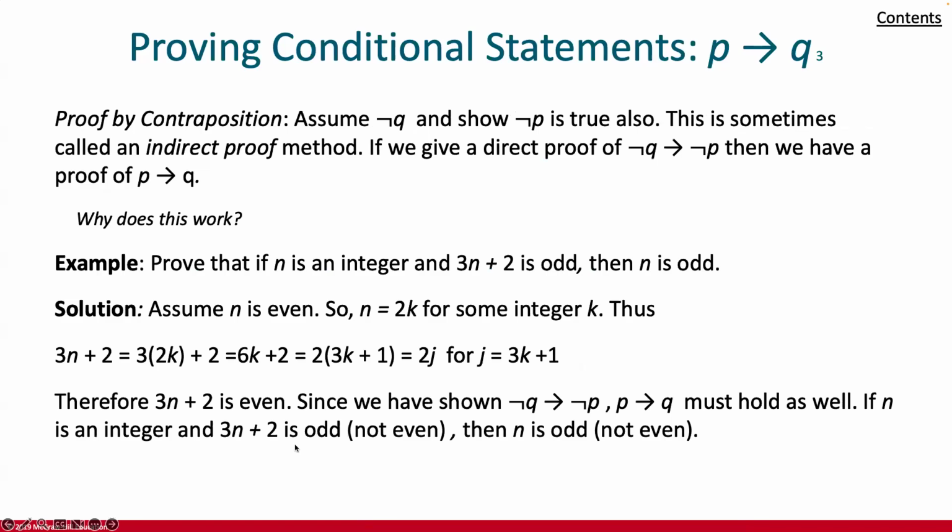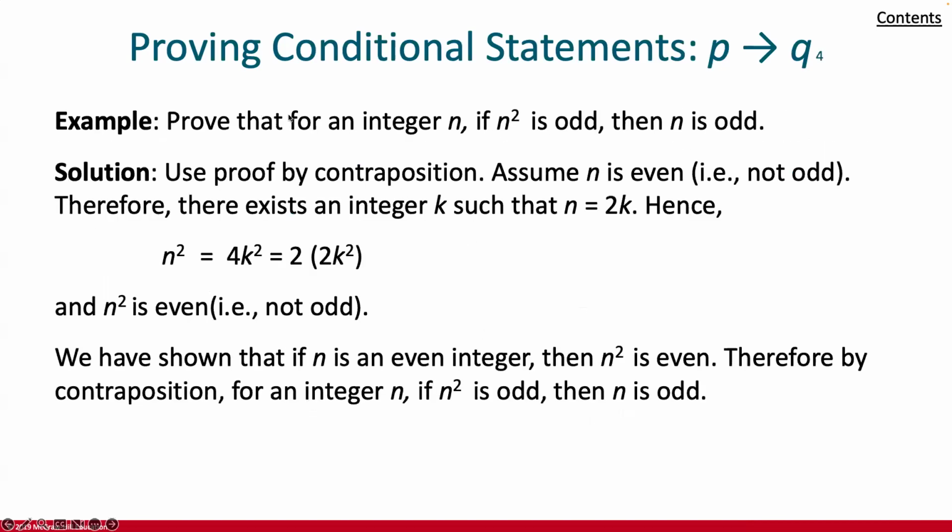Assume not Q and show not P is true also. This is sometimes called an indirect proof method. If we give a direct proof of not Q then not P, then we have a proof of P then Q. So I'm not going to answer this question, why does it work, directly, but you can be reading this example here and see what you think.